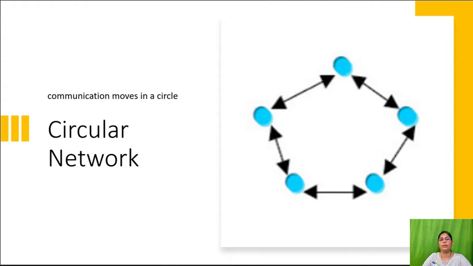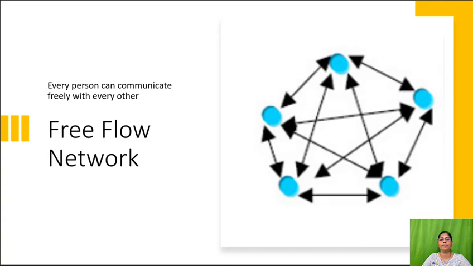Circular network. Here communication moves in a circle. Each employee can communicate with his adjoining two persons and not with the others. Free flow network. Every person can communicate freely with every other person. Here communication flows fast. Such a network is usually followed in free-form organization or in task force. This network has the problem of coordination.